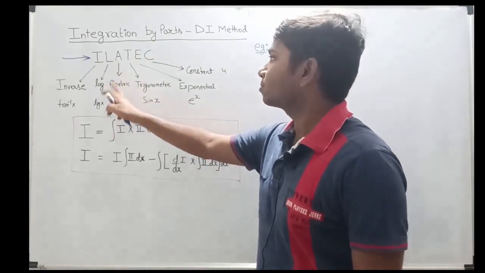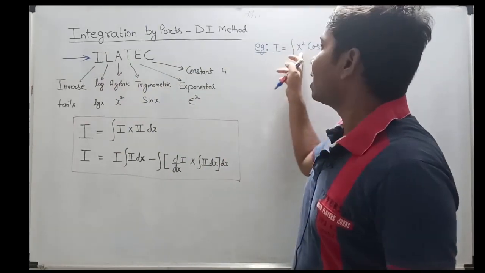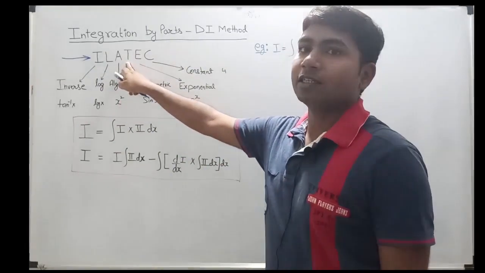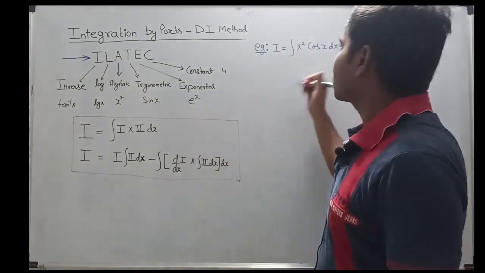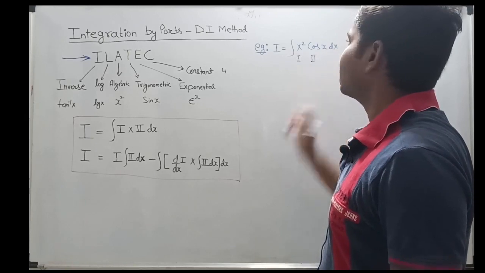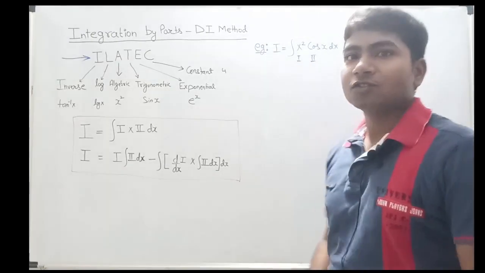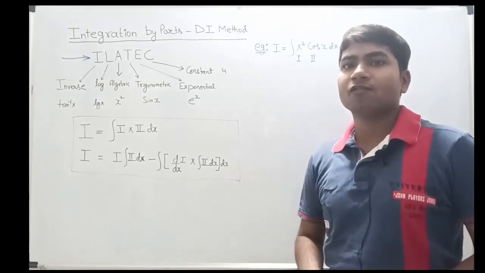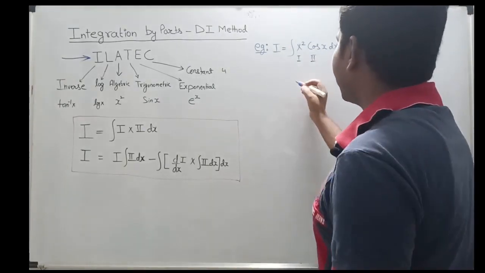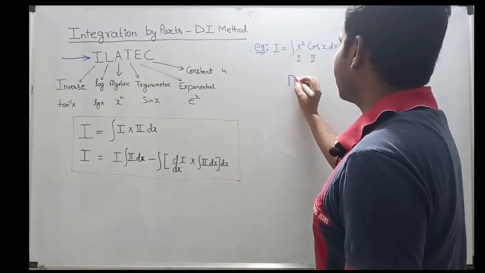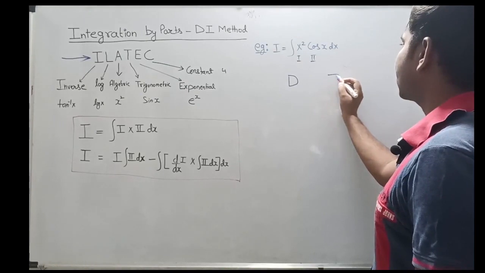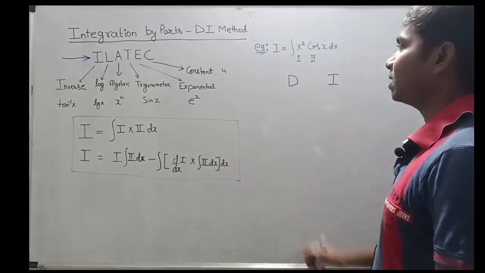So you can see that this x square is the algebraic function. So x square will come first, and then the trigonometric function, that is cos x or sin x. So according to it, our first function will be this, and this will be our second function. So students, we have chosen our two functions, which one is the first and which one is the second function. So what we have to do, we have to write the D, that is for the differentiation, and we have to write the I for integration, that we call the DI method.